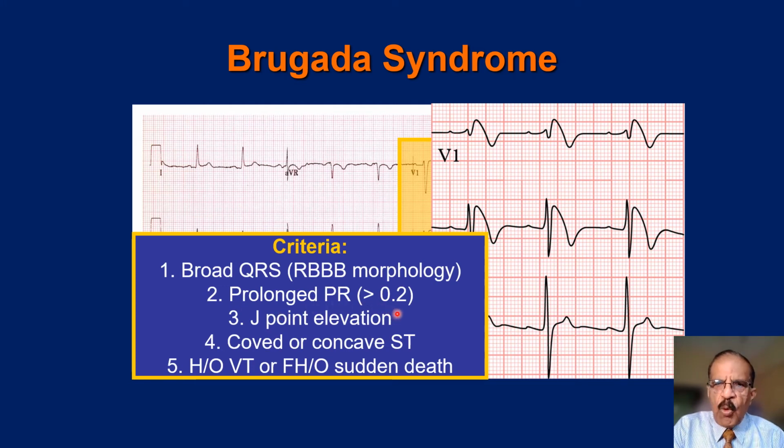Prolonged PR more than 0.2, J point elevation and a wave, and coved or concave ST segment. Coved is an English word. It also refers to, I think, the same morphology as concave. And that kind of morphology, ST segment elevation, and history of ventricular tachycardia, or family history of sudden death is required to make a diagnosis of Brugada syndrome. These were actually two brothers, the Brugada brothers, who described this condition.